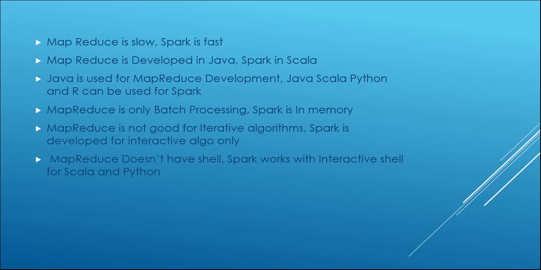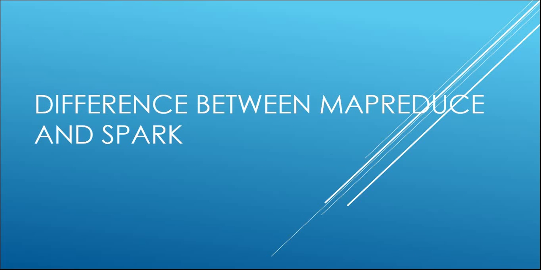Let us talk about some of the differences between MapReduce and Spark. So, MapReduce and Spark both are general purpose processing engines for big data Hadoop, mostly used for processing the data and converting the data into structured format or maybe semi-structured format.